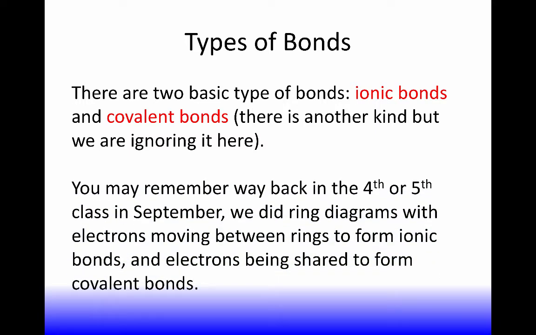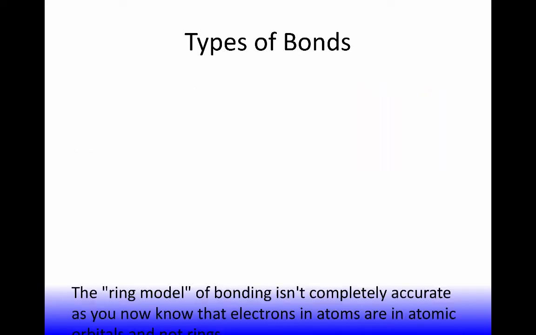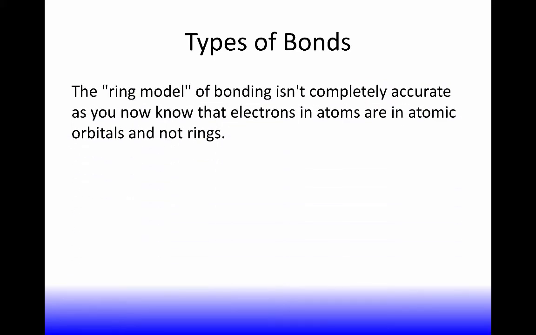Now, you may remember all the way back the 4th or 5th class in September, or you may not, it's a long time ago. We did ring diagrams with electrons moving between the rings to form ionic bonds, and electrons being shared by overlapping the rings to form covalent bonds. Well, this ring model of bonding isn't completely accurate. It's just kind of used as a basic way of starting to get the idea of what's going on.